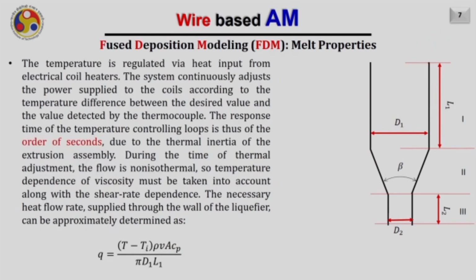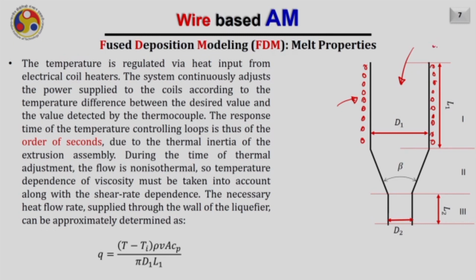Now, let us first see what will be the value of the heat input required to manage this temperature and to maintain the steady state condition. The temperature is regulated via heat input through these coils, as I have already mentioned, and these coils are usually attached only along region 1. The system continuously adjusts the power supply to these coils according to the temperature difference in the liquefier. And how do we obtain the value of this temperature difference? Through the thermocouples.